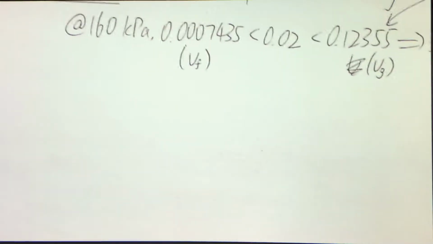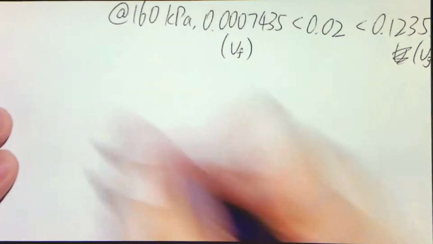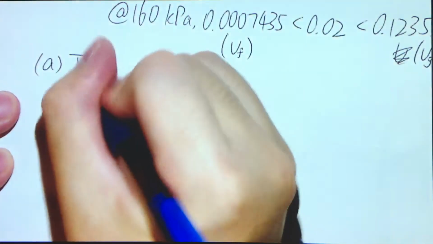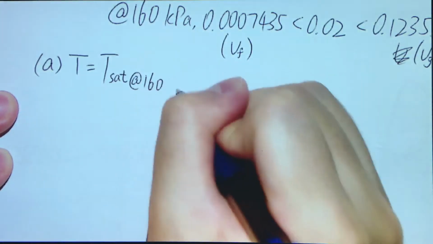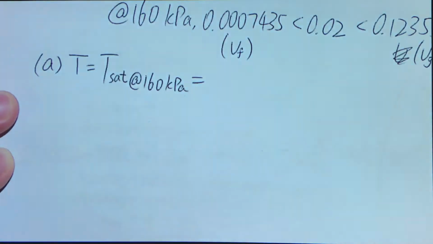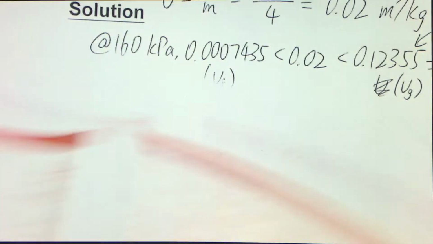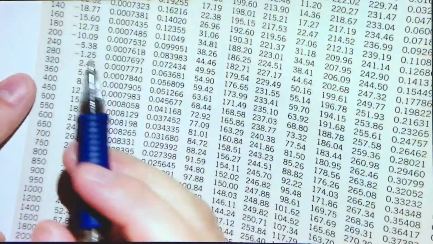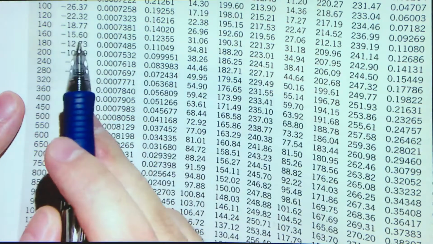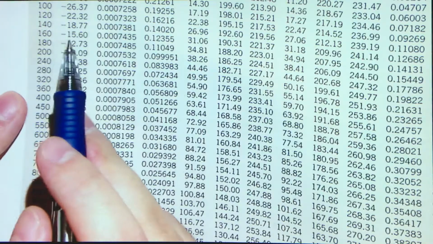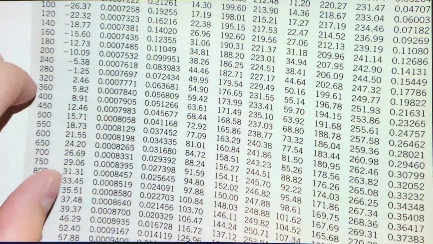First of all, we need to find the temperature. Well, easy. The temperature is just the saturated temperature at 160 kilopascal. So let's check the table. 160 here, and this is the saturated temperature, negative 15.6 degrees C. So we just copy this value.